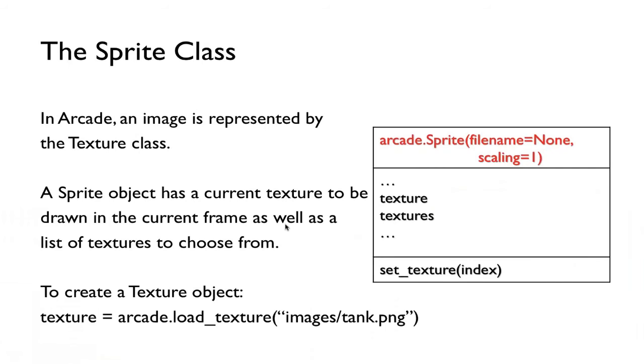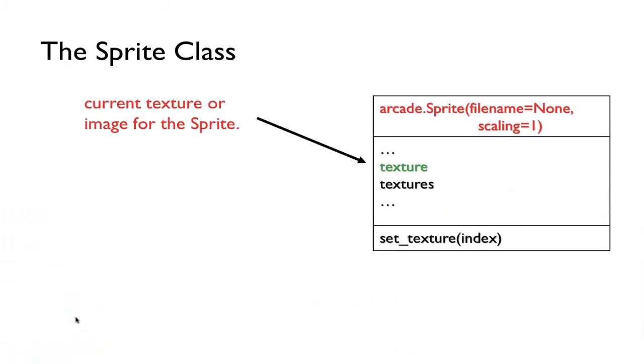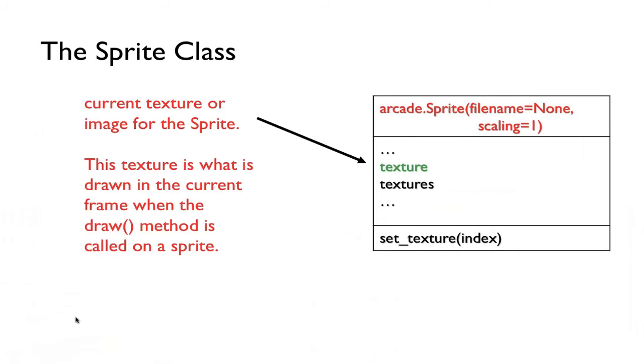To create a texture object in Arcade, we just call arcade.load_texture and send over an image. It takes this image, creates a texture object, and stores it into the texture variable, for example. Again, the texture variable is the current texture, or the current image, that we want to draw for this sprite. This is the texture that is drawn in the current frame when we call the draw method on the sprite.